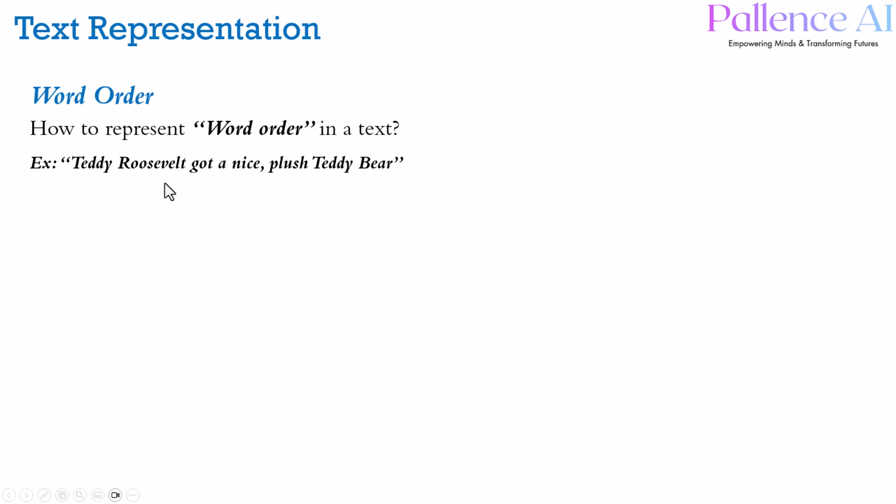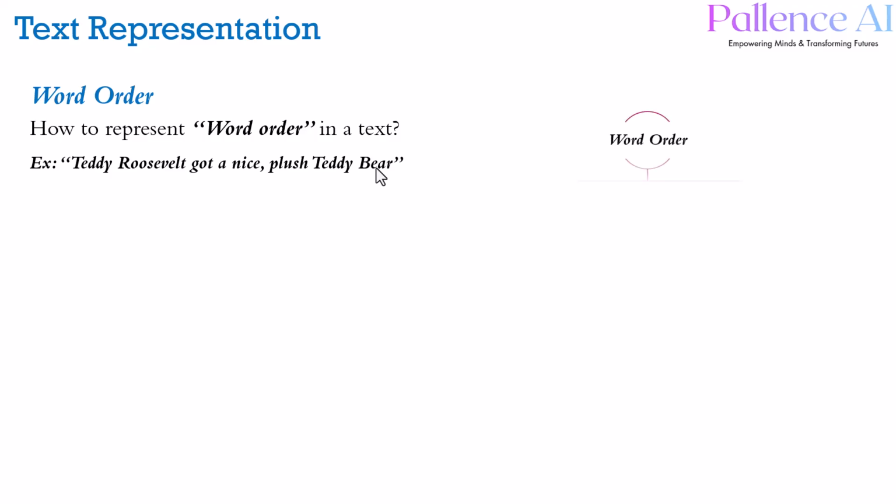And Teddy Roosevelt got a nice plush. So the plush is related to teddy bear. Nice plush is related to teddy bear. So there is an order, there is a sequence here. And we need to be able to represent this word order to correctly capture the meaning of the sentence or the text. So how do we represent this word order?